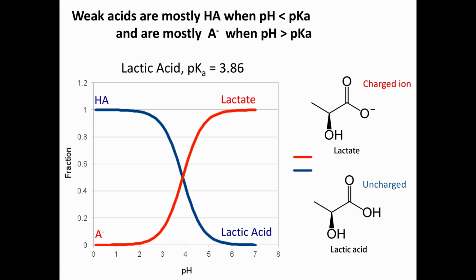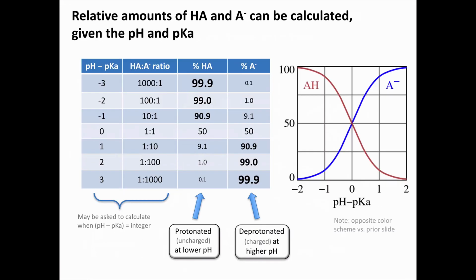But what is low and what is high? Low means lower than the pKa, and high means higher than the pKa. In fact, we can exactly calculate the relative amounts of HA and A- if we are given the pH of the solution and the drug pKa. In the first column of this table, we see the difference between pH and pKa, and you may well be asked to determine the ratio of HA to A- if this difference is an integer. It's a lot less likely, though, that you'll be asked for exact results if this difference is not an integer, since you'd need to use a calculator with logarithmic functions.